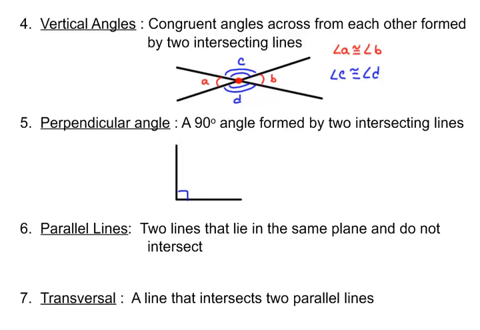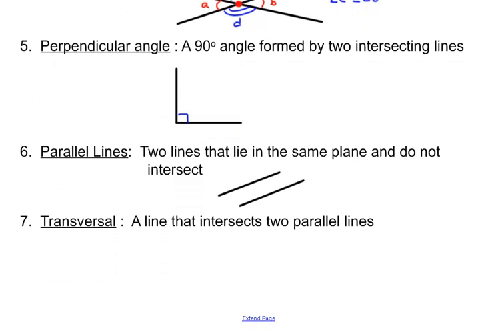Parallel lines are two lines in the same plane that never intersect. So there's a set of parallel lines. Now a transversal is a line that goes through a set of parallel lines. So here's my parallel lines and here's my transversal. My transversal is right there.